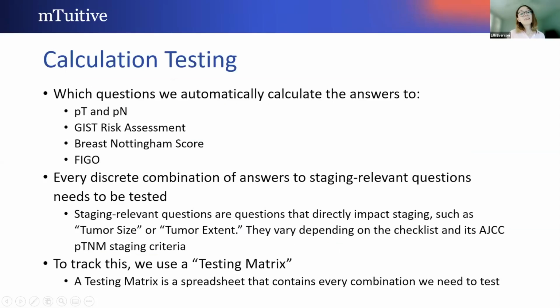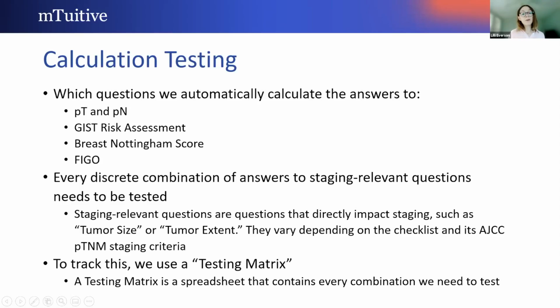So now I'd like to get into calculation testing. What I mean by calculation testing is that users will know that certain fields in the checklist will automatically calculate depending on your answers. Generally speaking, that is PT and PN categories, the risk assessment for GIST, the Nottingham score for breast, and the FIGO for gynecological checklists.